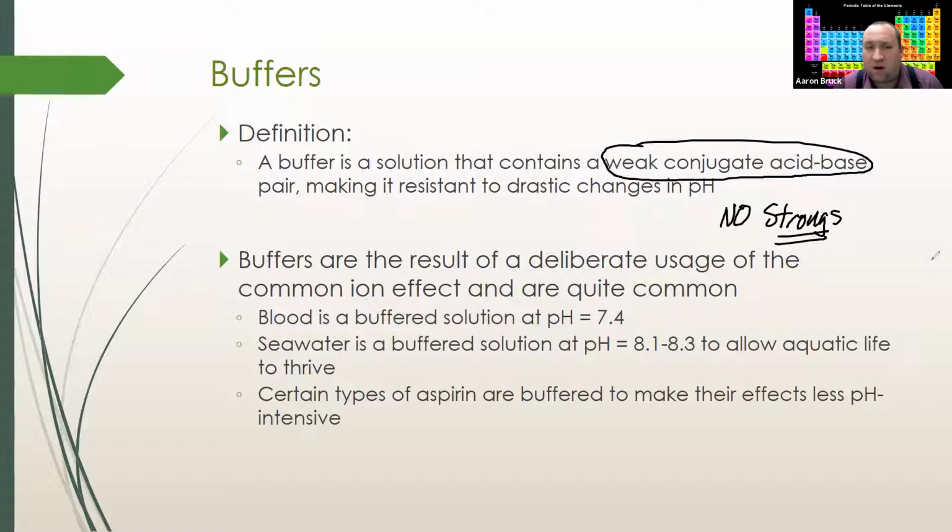Now, buffers themselves are the result of something called the common ion effect. The common ion effect is something that you saw at the beginning of this chapter, chapter 16, and it's a relatively simple premise. The premise is something along these lines. I've got an equilibrium system.